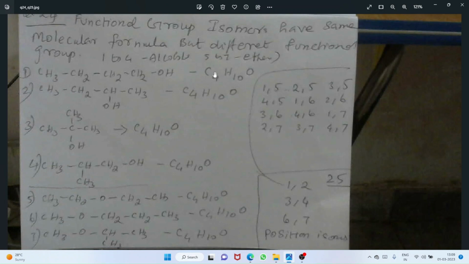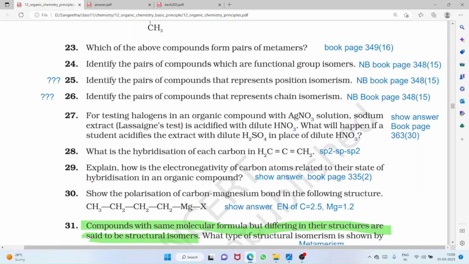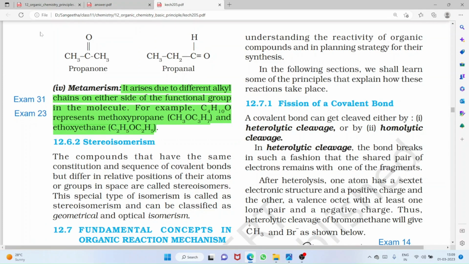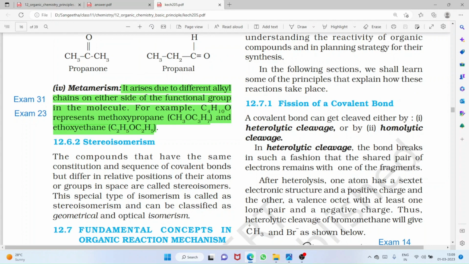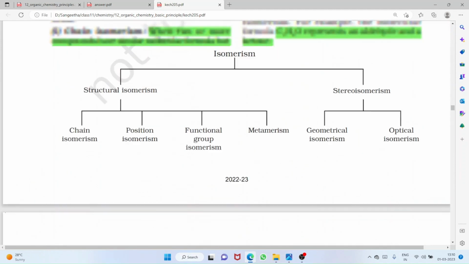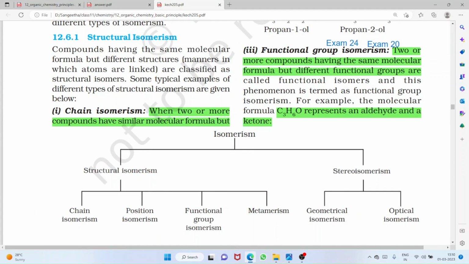This one has the same molecular formula, and this is also the same molecular formula, but they have different functional groups. Alcohol, this is the OH group. Similarly the other combinations. Functional group isomers: two or more compounds having the same molecular formula but different functional groups.